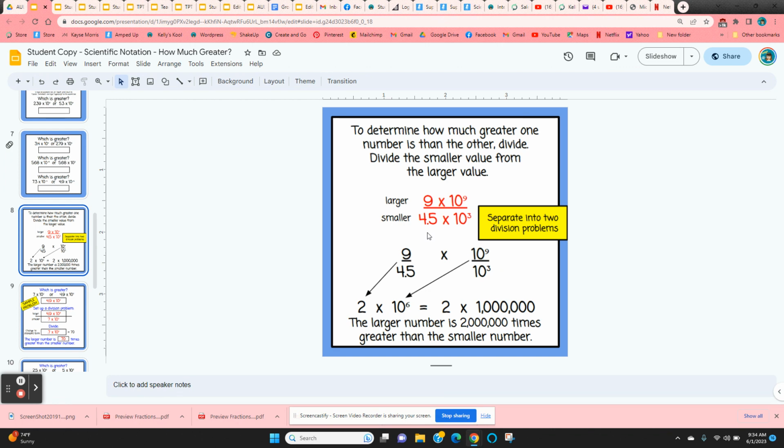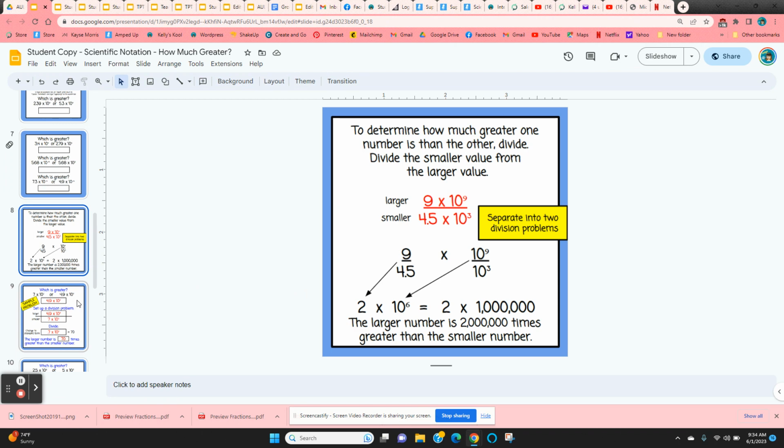9 divided by 4.5 gives you 2. 10 to the ninth divided by 10 to the third, and remember that they subtract their exponents, gives them 10 to the sixth. So they get 2 times 10 to the sixth, and then they just have to figure out what that number is in standard form. So it's 2 times a million. So one number is 2 million times greater than the other.